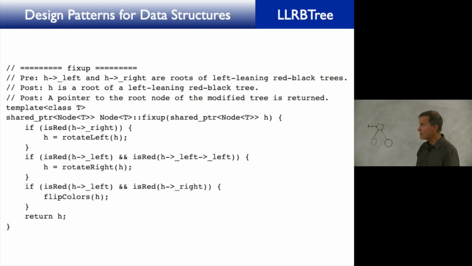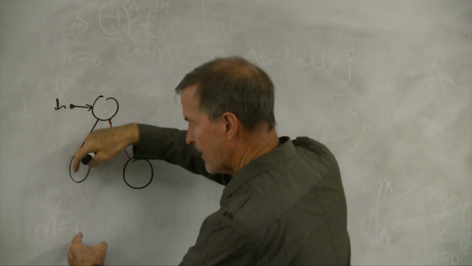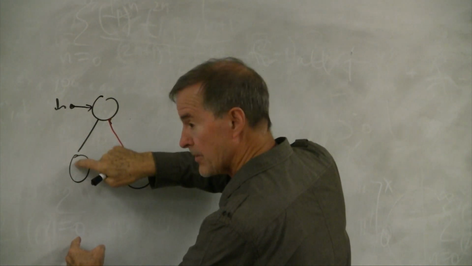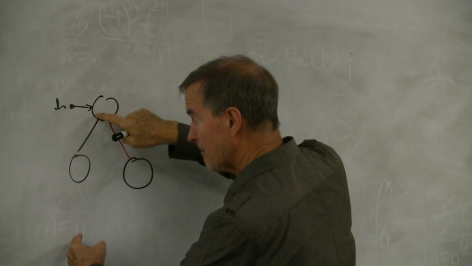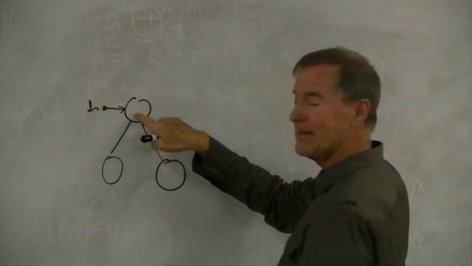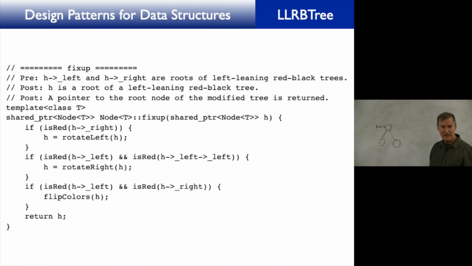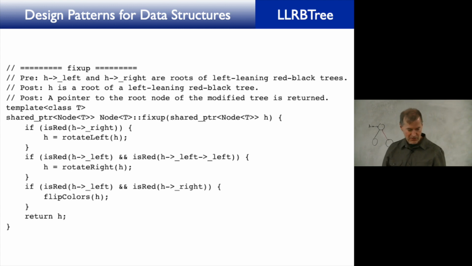Okay, so here it says, if is red H arrow right, H gets what? Rotate left. Now, do you remember what rotate left did? It brings this up, it brings that red one down, and it puts the P here and the H is here. But what does it return? It returns the P. In the code it returned the P, and now this H gets that P. So this is pointing to the root of the rotated tree. Is everybody clear on that? You see how that code works?